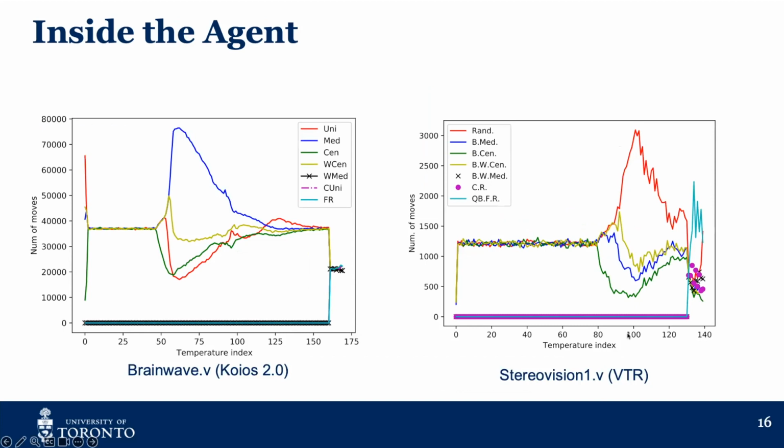Now let's compare what's happening inside the agent for 2 different circuits. The graph on the right is for stereo vision 1, which is one of the VTR benchmarks targeting a Stratix 4-like architecture. And as we can see, the agent choices are totally different on the graph on the right compared to the one on the left. So in this case, it preferred to have more random or uniform moves, and later it preferred more feasible region moves. So this shows that the agent doesn't only adapt to the different stages of the anneal, but it also adapts to the different FPGA architecture and the different circuits to be placed.